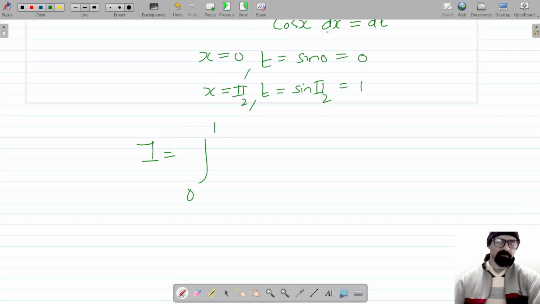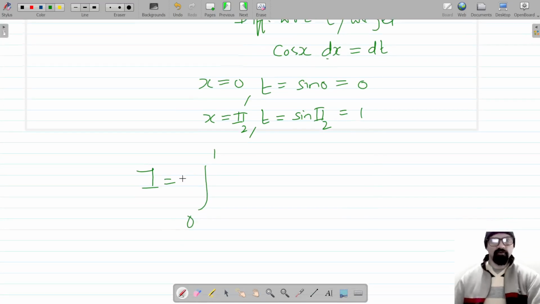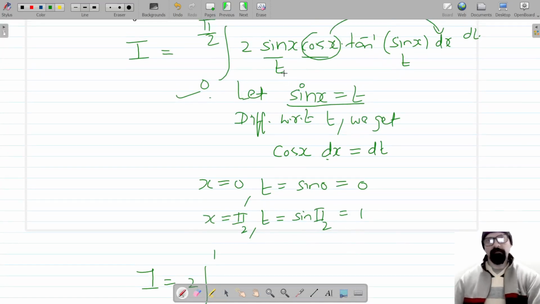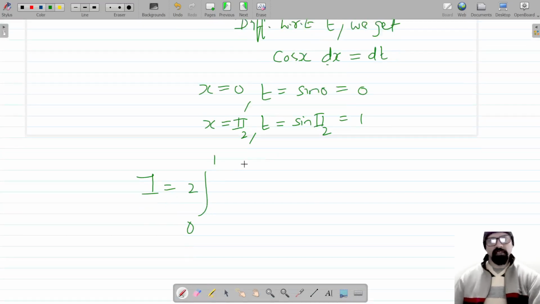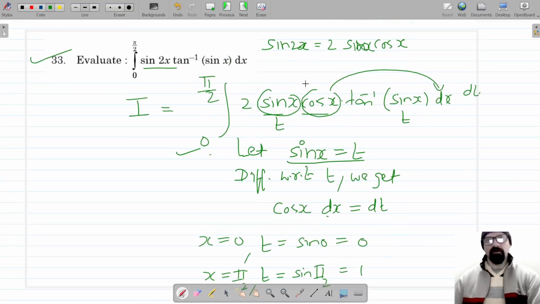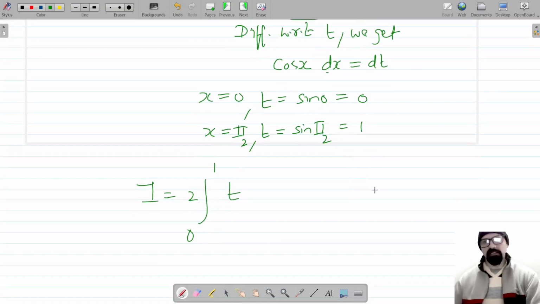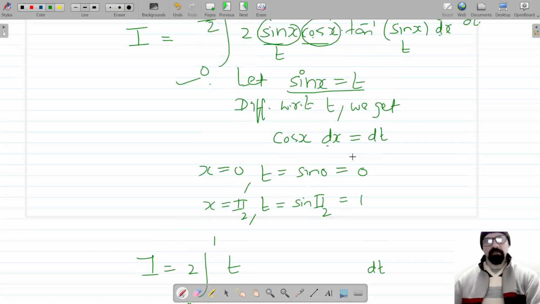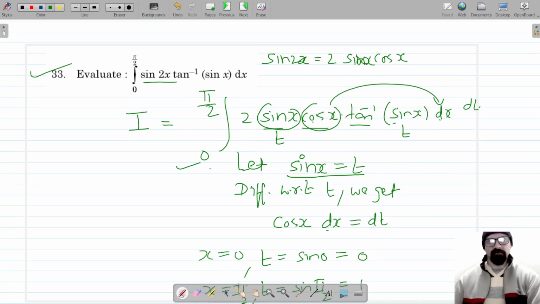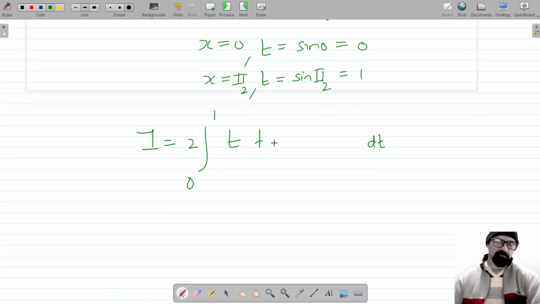तो नई limits हो जाएंगी 0 से 1 और 2 constant है तो उसे रखेंगे बाहर. sin x हो जाएगा t, cos x into dx बन जाएगा dt और रहेगा हमारे पास tan inverse t. So ये हो जाएगा tan inverse t. So अब हमारे पास दो functions हैं और यहाँ पे हम use करेंगे integration by parts.